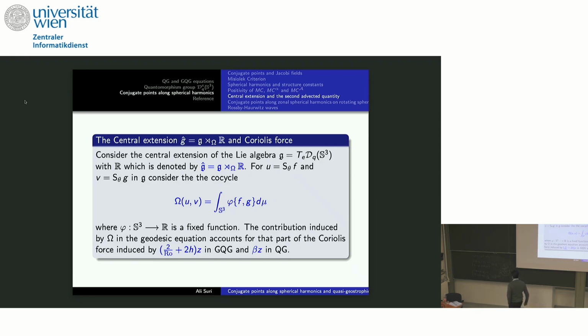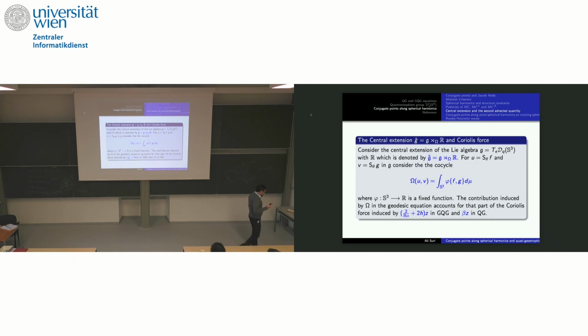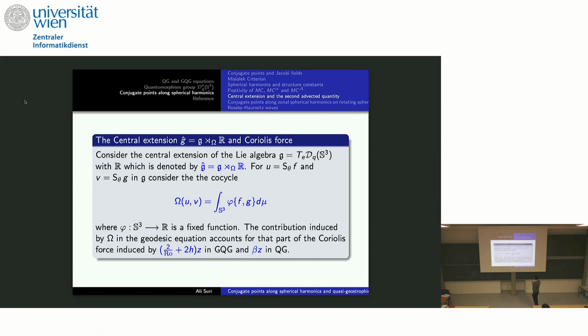Let's go to the second central extension and these terms. These terms come from a second central extension of the Lie algebra of the quantomorphism group. Or rather, the first central extension of the quantomorphism group and the second central extension of the volume-preserving divergence-free vector fields by some trivial cocycle, capital omega, which is defined using a fixed function phi from S3 to R. If this function is invariant, for example, it could be a lifted function from S2, and this cocycle can be reduced on S2 also.